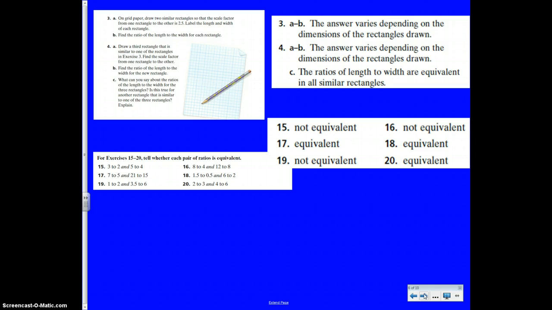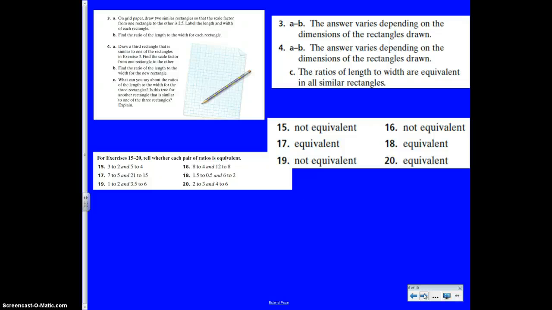On questions 3 and 4, it asked you to draw your own rectangles. All of those would vary depending on what you drew. And the point of this was in 4C, what can you say about the ratios of the length and width for all three? All of the ratios should be equivalent, which means that those are similar rectangles.